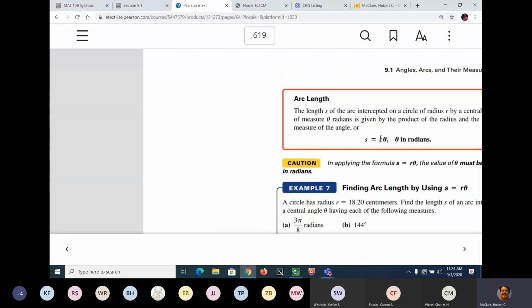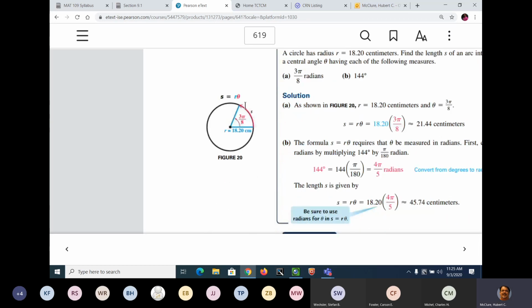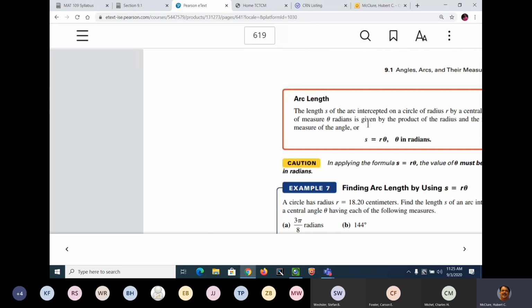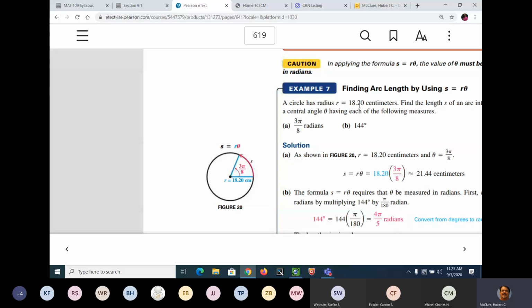S is equal to radius times theta, and theta is going to be in radians, so it's going to have a pi in it. Okay? And you're getting that length right there. That's called the perimeter length. Okay? So, an example right here. It says a circle has a radius of 18.2 centimeters. Find the length of an arc.